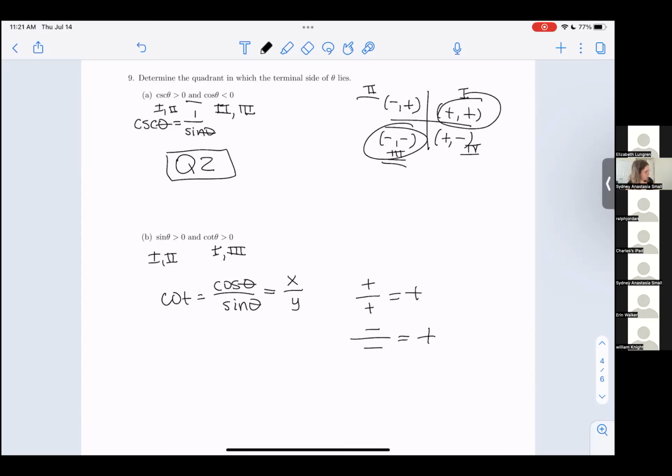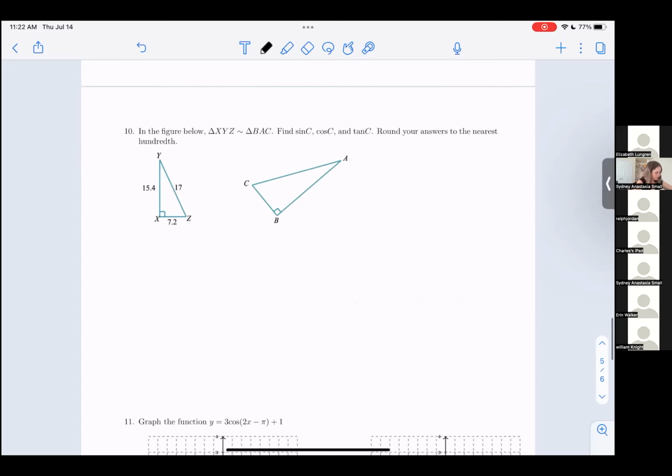Now, where do we have overlap? We have overlap in quadrant 1. Because in quadrant 2, we would have a negative cotangent, so that would violate that. And in quadrant 3, we would have a negative sine, so that would violate that. We want to look at where these are both true. Questions on that kind of analysis? Okay, there are no questions. We will move on to question 10.